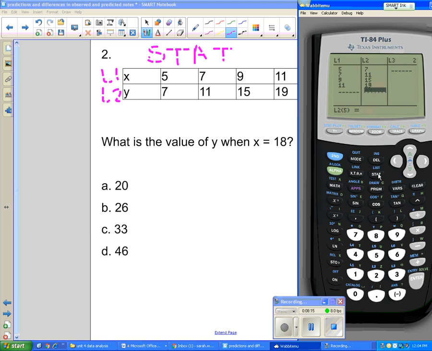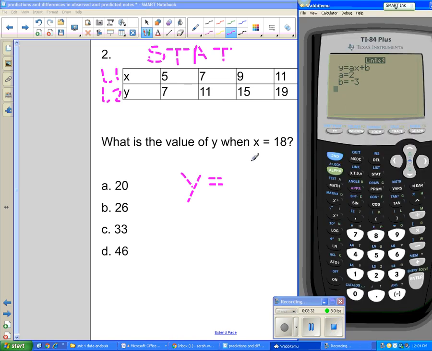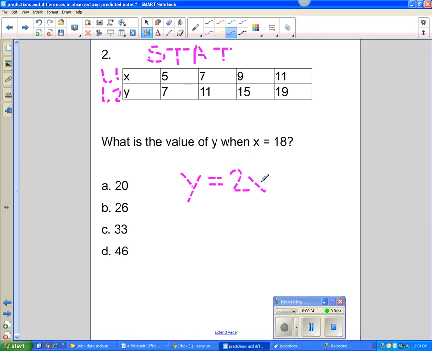All right, press stat again. Go over to calc, down to number 4. Pause the video if you need to. All right, so this one there's no decimals, so it's going to be y equals, the a value is 2. I put x next to that, minus 3. The next thing I'm going to do, so please write this down on your paper.